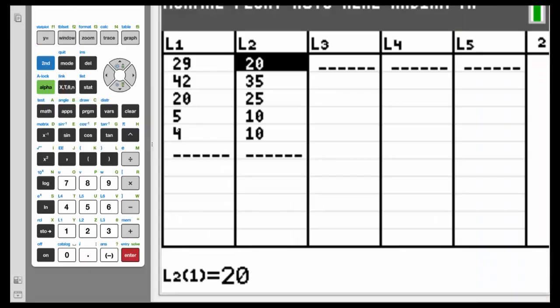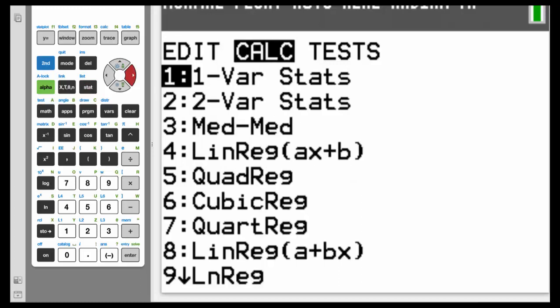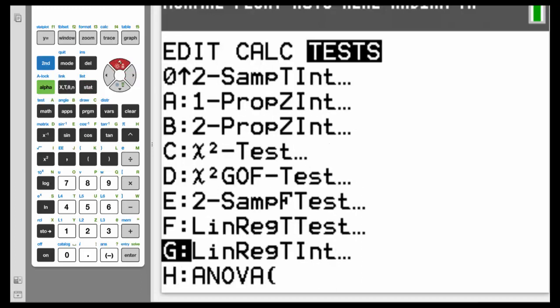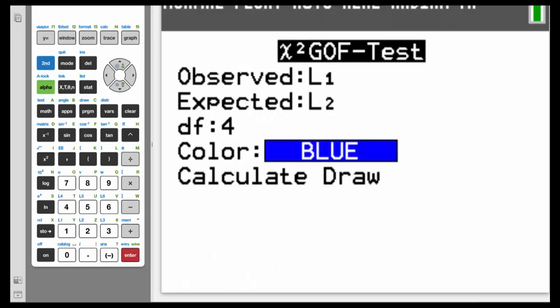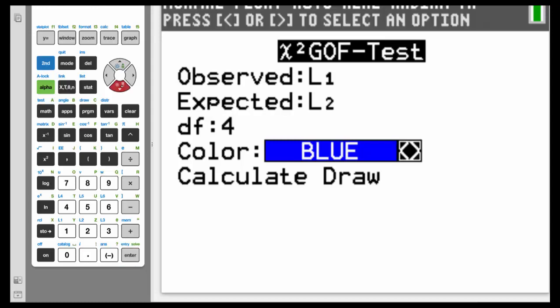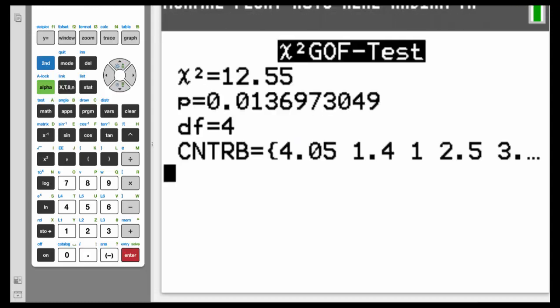Okay, so we have put the observed as L1 and the expected as L2. So now we do stat, test, and we're going to go to letter D, chi-squared goodness of fit test. Observed is L1, expected is L2, degrees of freedom 5 minus 1, that's 4. Highlight, calculate, hit enter. And the P value, rounded to 4 decimal places, is 0.0137. So let's put that on the paper now.